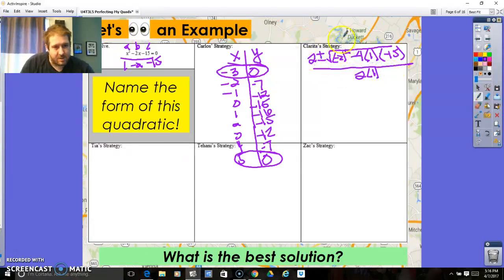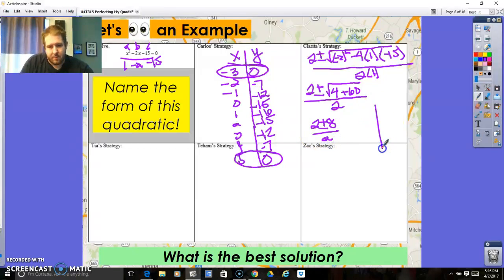All right, so now we're ready to solve for that discriminant. 2 plus or minus. Negative 2 squared is 4. Negative 4 times 1 is negative 4, and negative 4 times negative 15 is positive 60. Now, that gives us a discriminant of 64, which is a great discriminant because that's a perfect square. The square root of 64 is 8. So we now got 2 plus or minus 8 divided by 2. So now we're ready to solve it twice.